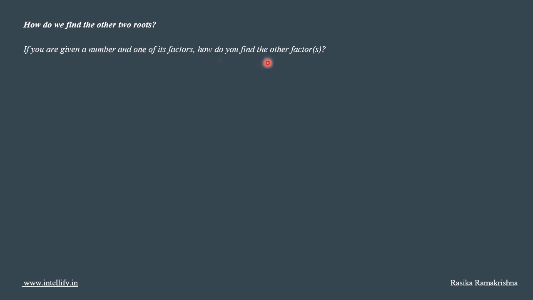How do you find the other factor or factors? Say you're given 12 and you're given one factor to be 3. Obviously, you can say that the other factor is 4. That is, you don't need to know anything about 12 per se. You don't need to know that 2 or 6 or anything else is a factor. But you can immediately say 4 is a factor. So how did you say that? Well, because 12 divided by 3 is 4.